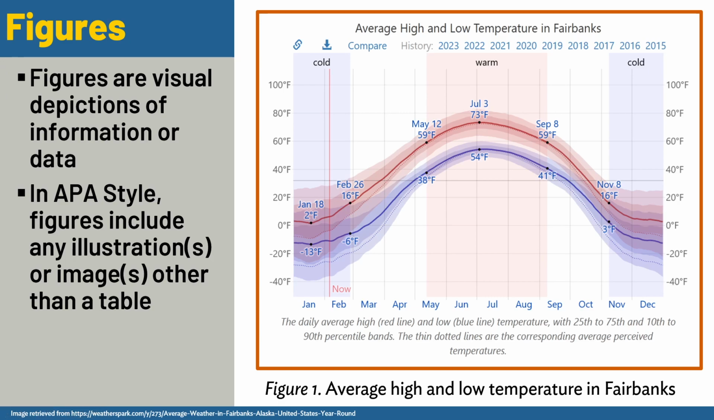And so in APA style, for example, in the journal articles that you'll be exposed to in this and other classes, you'll probably see figures, and a lot of times they're like this example where they accompany a table to provide some more context or information. But that's not the only purpose. Really, they can be any illustration or image other than a table.